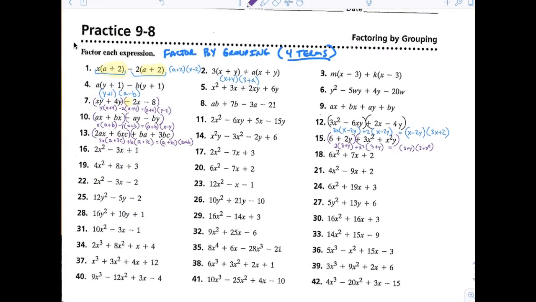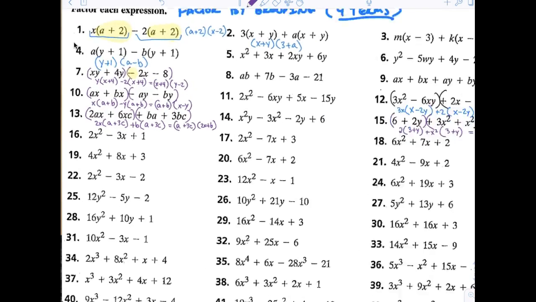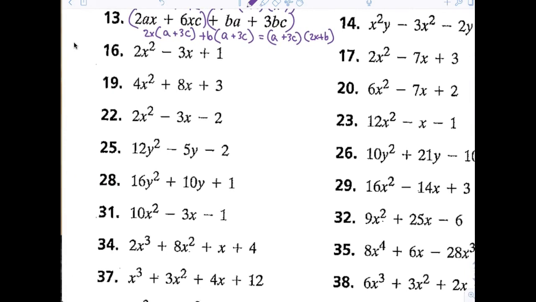All right. Now what we're going to do is go down and do 16 through 40. Those are your homework. We're just going to work these together. 16 should be pretty easy. Let me give you 30 seconds. Go. Some of you should be already done.